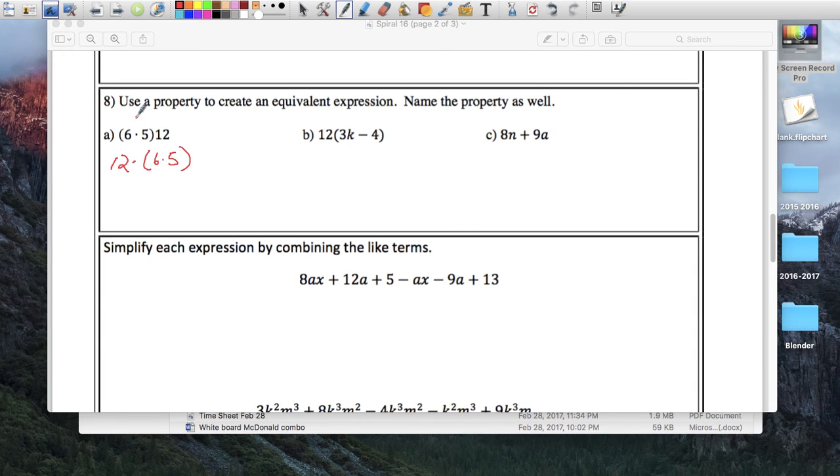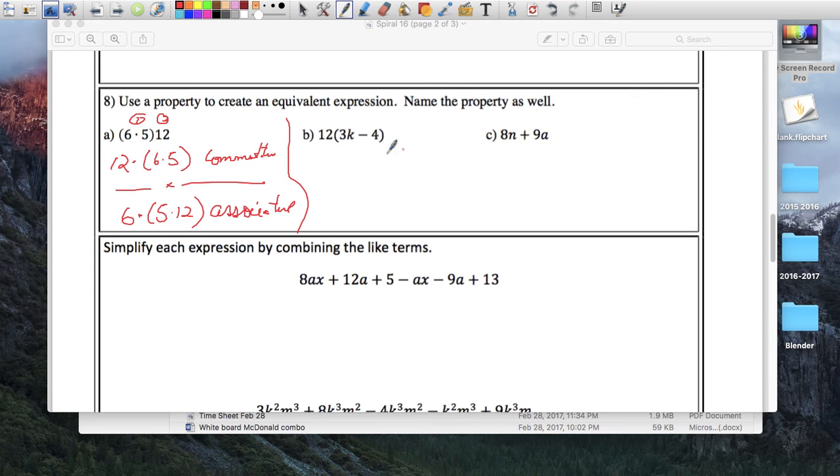This one went to the back, and this one went to the front. And what property did I use to do that? I used the commutative property. I consider 6 and 5 as one piece, and then 12 as another one. So 12 times 6 times 5 in parentheses, that could have been 1. I could have also done this, 6 times 5 times 12, and in this case I would have said I've used the associative property. Okay, so 2 different properties were used here.